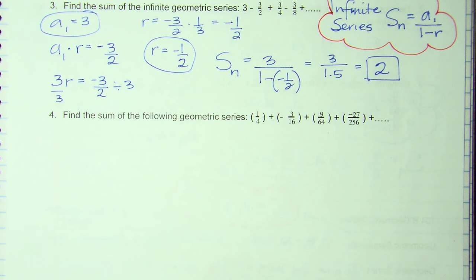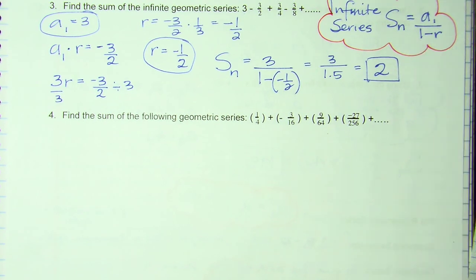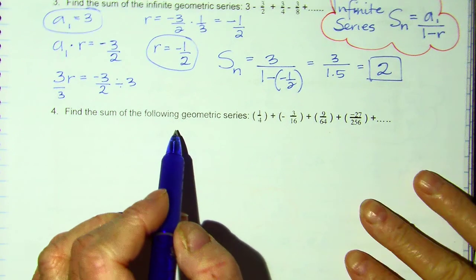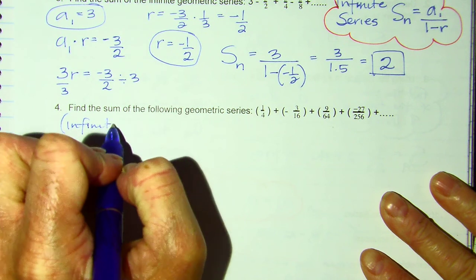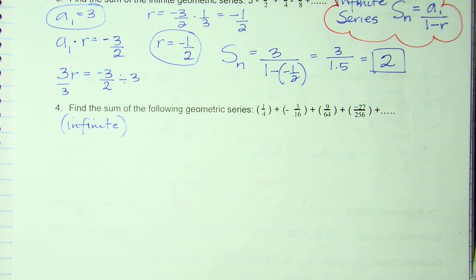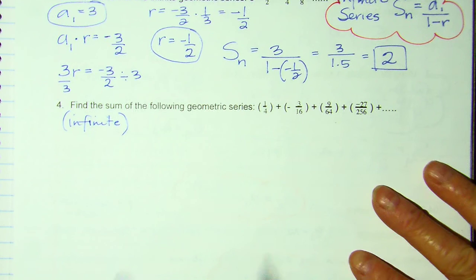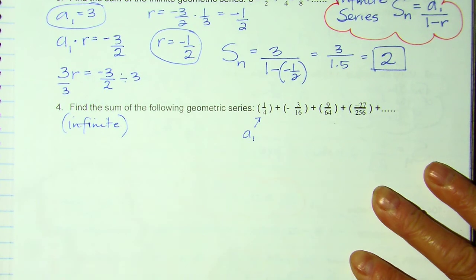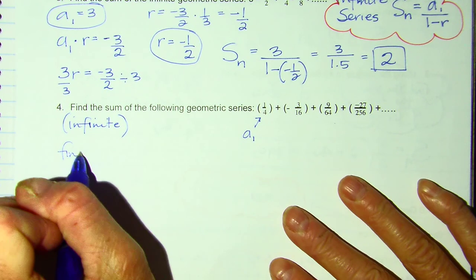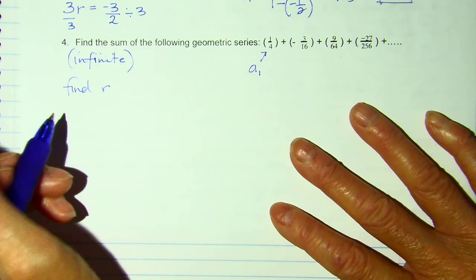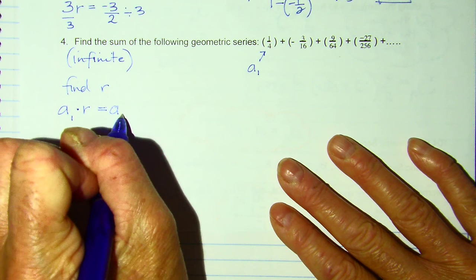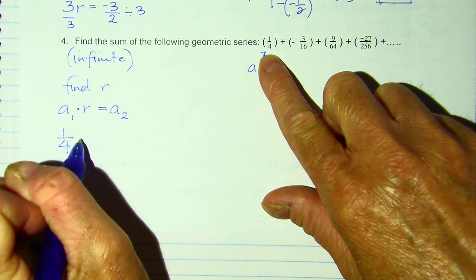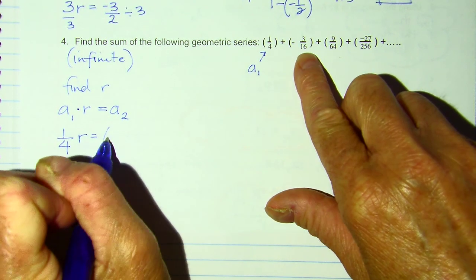Next one, find the sum of the following geometric series. Because this doesn't ask me for a specific number of terms, I know they're referencing an infinite series, since it didn't say the sum of the first 7 terms or the first 9 terms. So let's identify: I know this is a1, but I don't know r, so I have to find my common ratio. My first term times r gave me my second term. So my first term is 1/4 times r gave me -3/16.